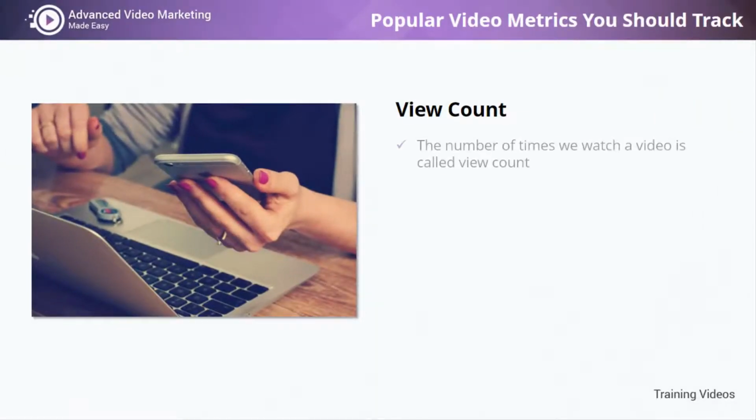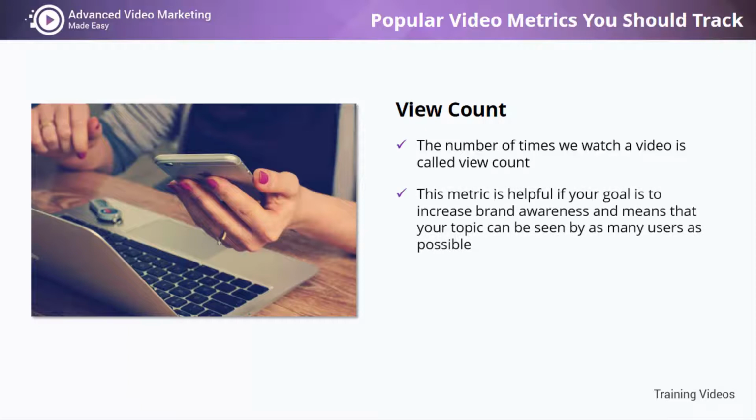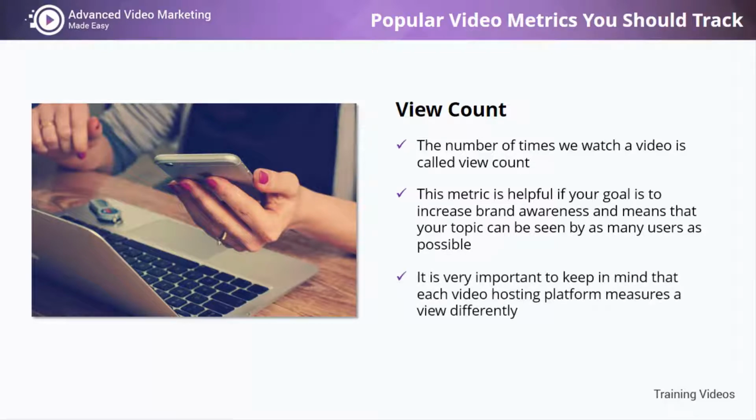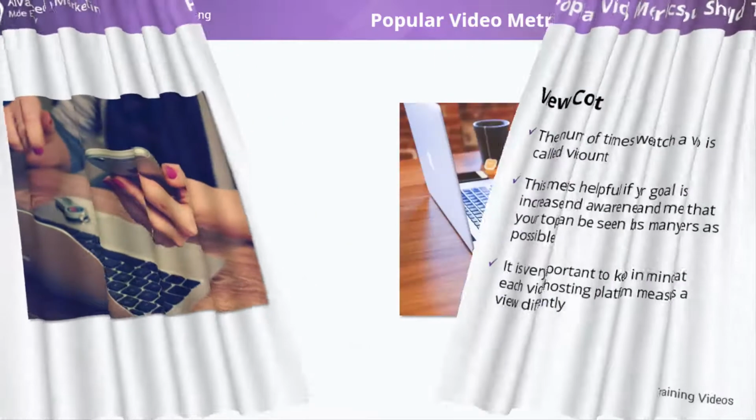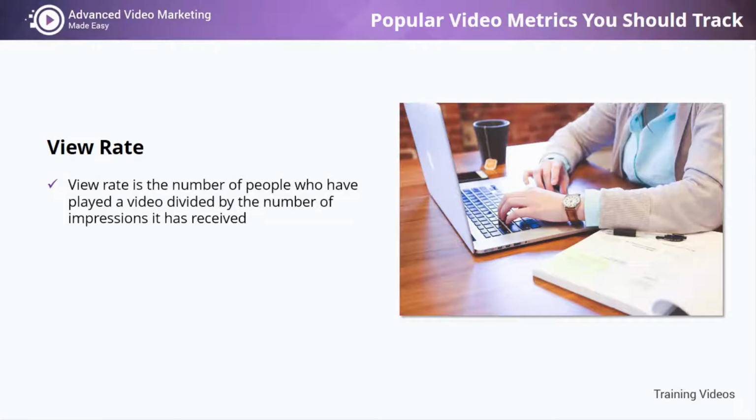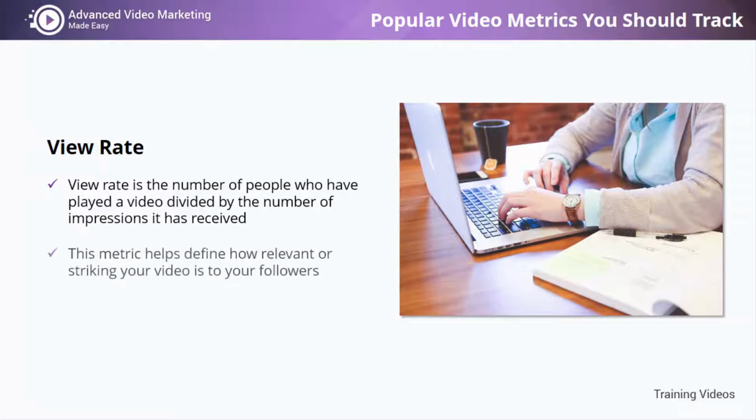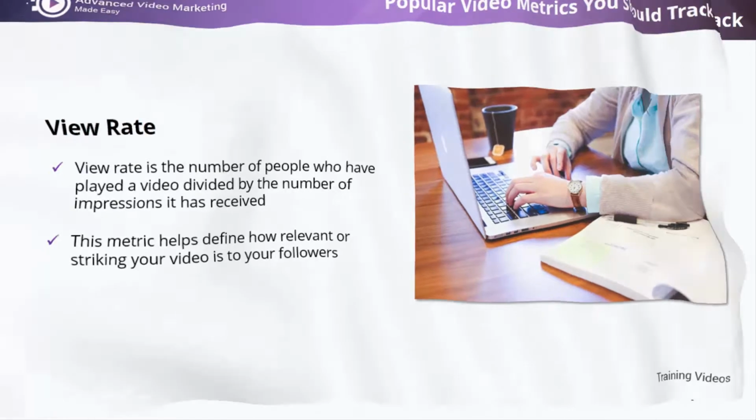View count. The number of times a video is watched is called view count. This metric is helpful if your goal is to increase brand awareness and means that your topic can be seen by as many users as possible. It is very important to keep in mind that each video hosting platform measures a view differently. View rate. View rate is the number of people who have played a video divided by the number of impressions it has received. This metric helps define how relevant or striking your video is to your followers.